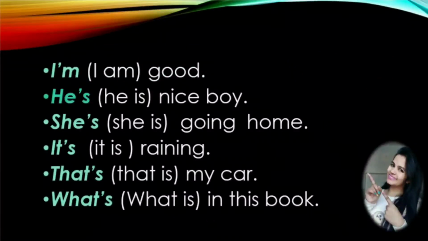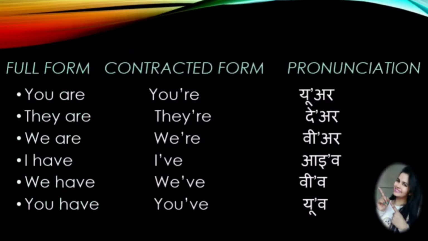I'm good. He's a nice boy. She's going home. It's raining. That's my car. What's in this book? Now let's see some more words with their contracted forms.